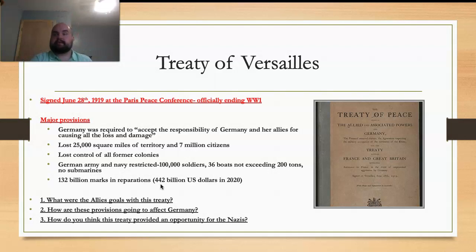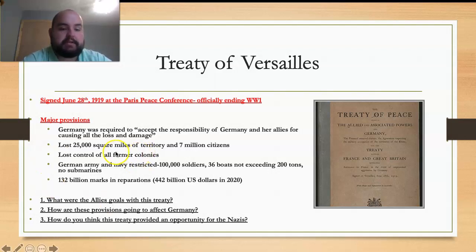Now, just to summarize some of the effects of this treaty, what were the Allies' goals with this treaty? What were they trying to accomplish with it? Okay, as you might be able to see, not only are they trying to push the responsibility of the war upon Germany and condemn them for it in the eyes of the public, they're also trying to take away Germany's ability to ever be a threat again.